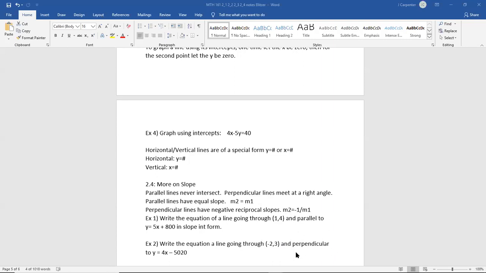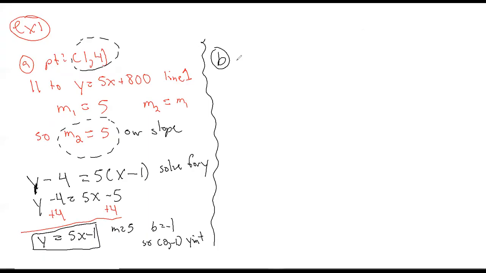Perpendicular. m2 is not m1 here. This is when it's the negative reciprocal, so we're going to be flipping and changing a sign of something here. And we're supposed to be perpendicular to y = 4x - 50, 20. So our point is (-2, 3), and our equation to be perpendicular to is y = 4x - 50, 20.